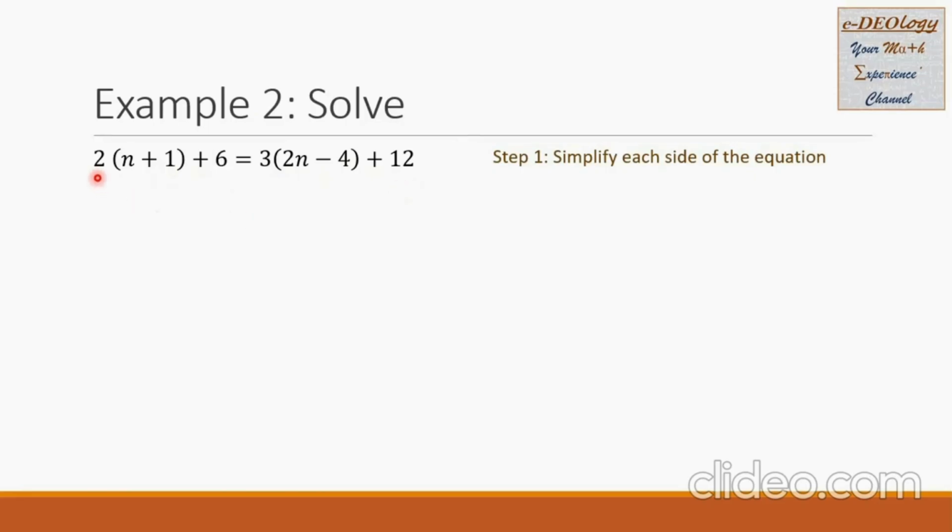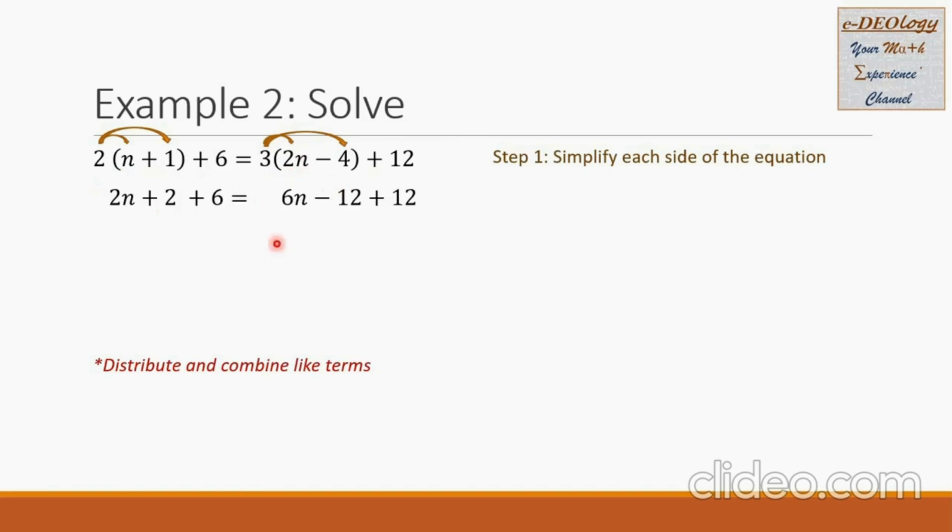In here, the 2 is to be multiplied to the n plus 1, and the 3 here is to be multiplied to the 2n minus 4. So we have now 2 times n is 2n, 2 times 1 is 2. Then we copy the positive 6 equals 3 times 2n is 6n, then 3 times negative 4 is negative 12. Then we will copy this positive 12 here.